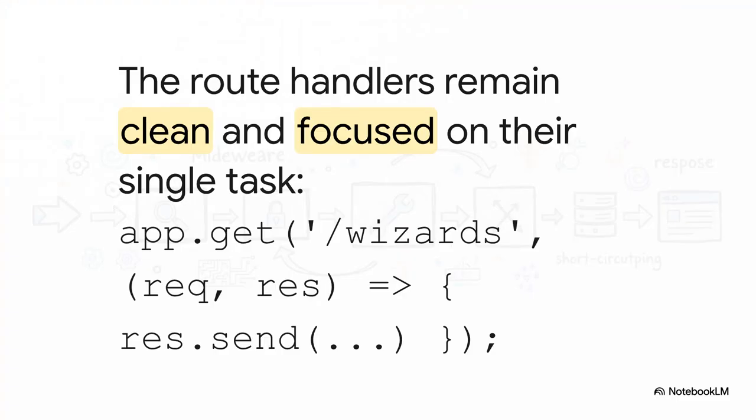And the result of this? Just look at our route handler for /wizards. It's so clean. Its only job is to worry about sending back the list of wizards. It has no clue that it's being logged. This is called separation of concerns, and it's a massive win for keeping your code clean and easy to maintain.